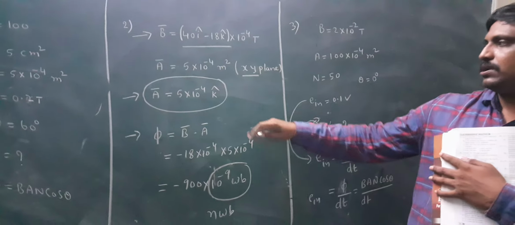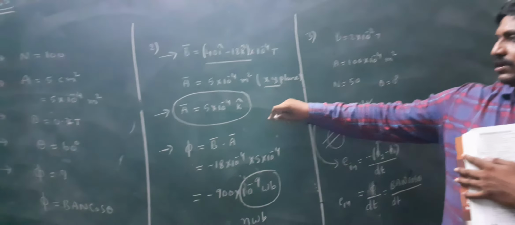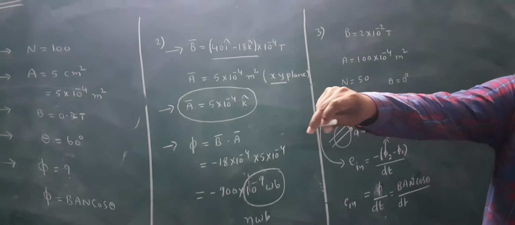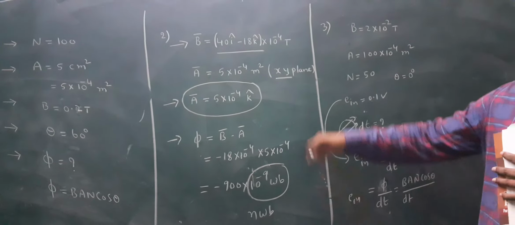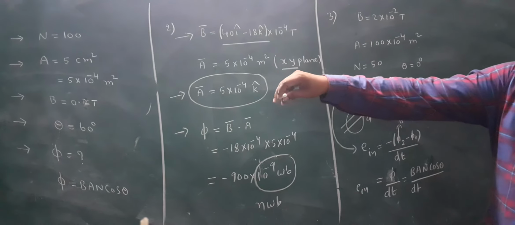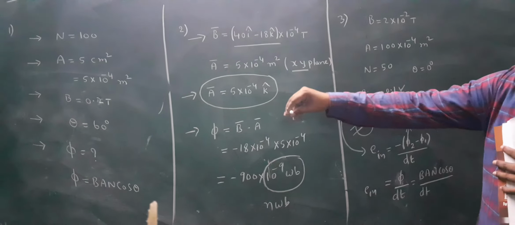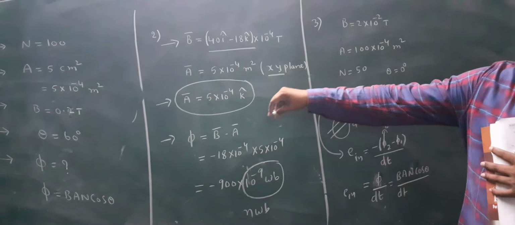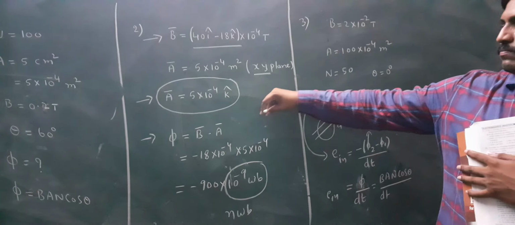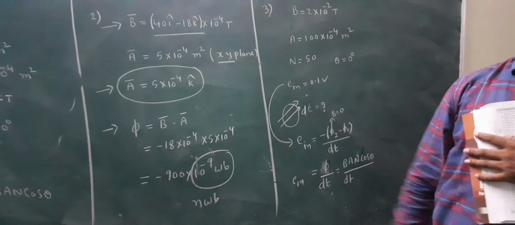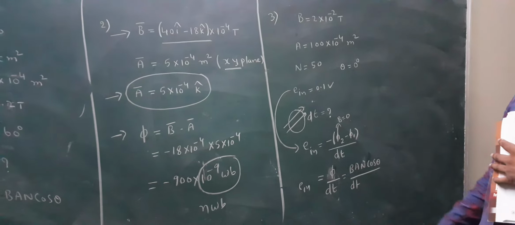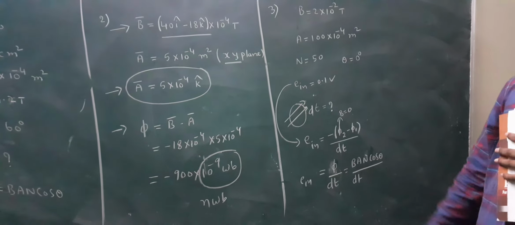Once again, this is the surface. The area is perpendicular to the given surface, and the field is also perpendicular to the given surface. The field is given, but the area is always perpendicular to the surface. Simply, B and A both are parallel. Theta value is 0. Here, substitute all values.